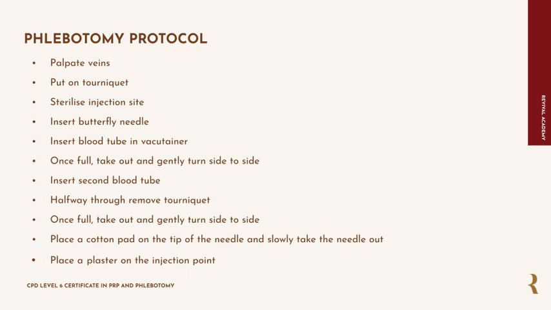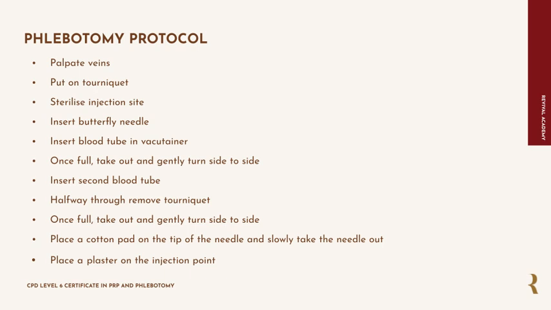Once the blood tube is full, you can take it out of the vacutainer and very gently turn it side to side twice, so you can mix the blood together with the sodium citrate. Once that is done, just place it to the side and insert the second blood tube. Probably at this stage is where you would want to remove the tourniquet, because again, you don't want to leave it on for longer than a minute, as that would increase the hemoconcentration. So slowly remove the tourniquet, still leaving your needle in, and keep filling the second blood tube. As long as the blood tube is full, take it out gently, turn it side to side twice, and leave it on the side.